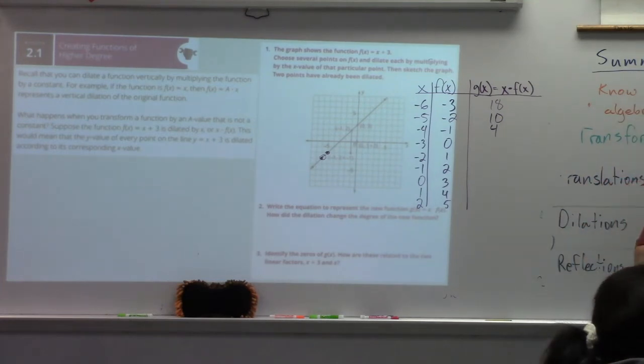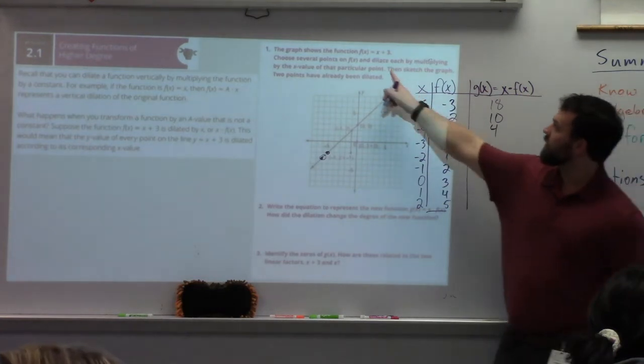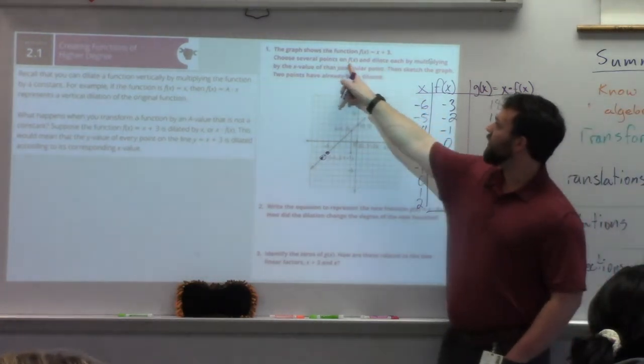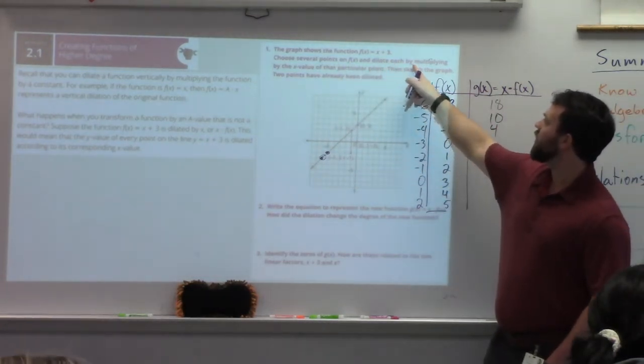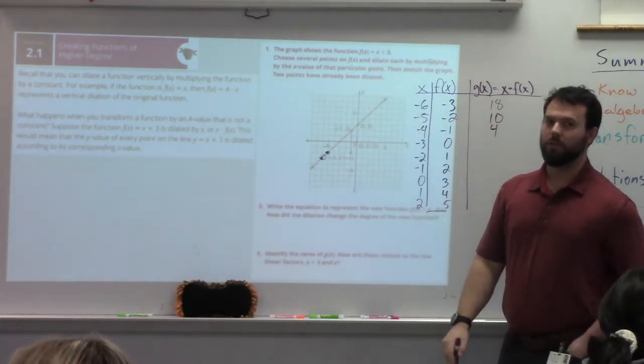Before we get any further, is there anyone who has a question about how I am getting these new y values? No, sir. Thank you, Kylie. Thank you, Jakayla. Thank you, Anthony. All right, so I'm going to pause. You're just multiplying the x times f of x, because remember, that's literally what they told us to do. They said dilate, so choose several points on f of x and dilate each by multiplying by the x value at that particular point. So we dilate by x.